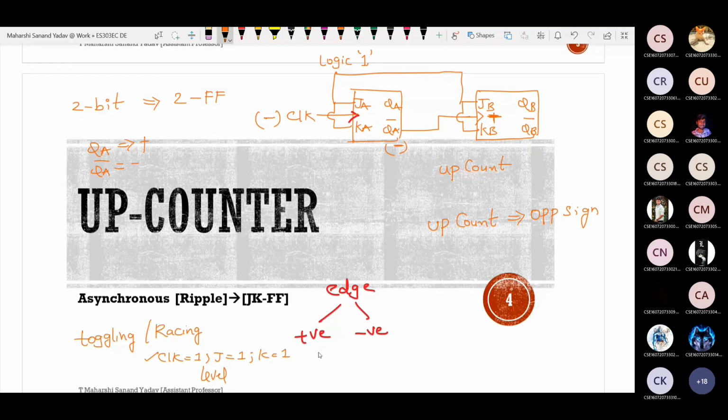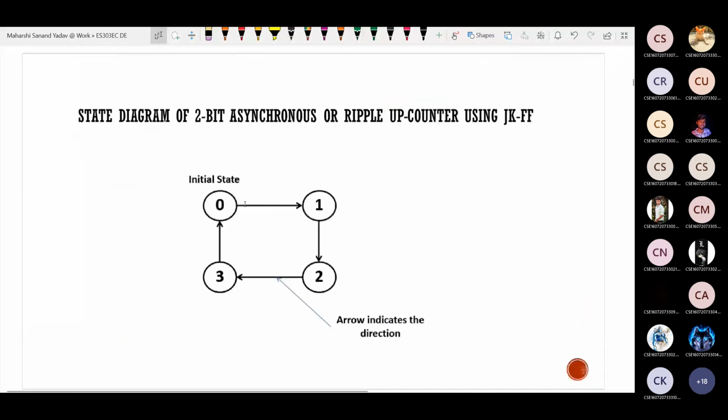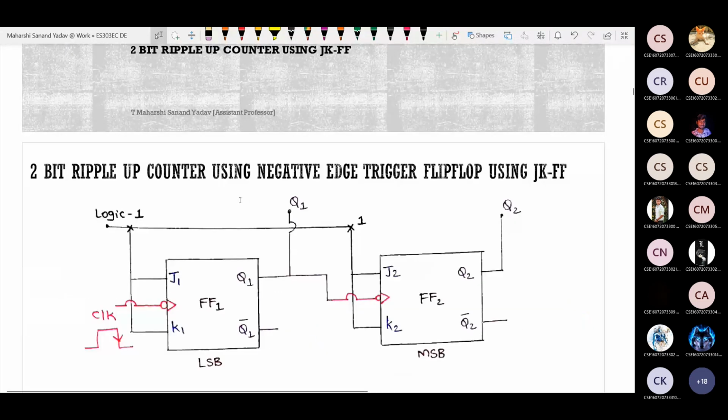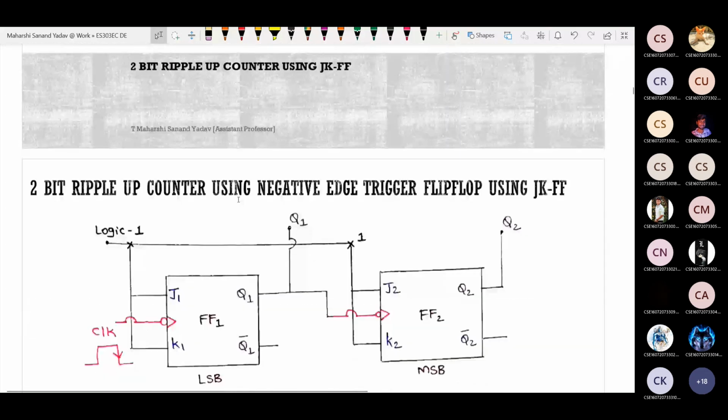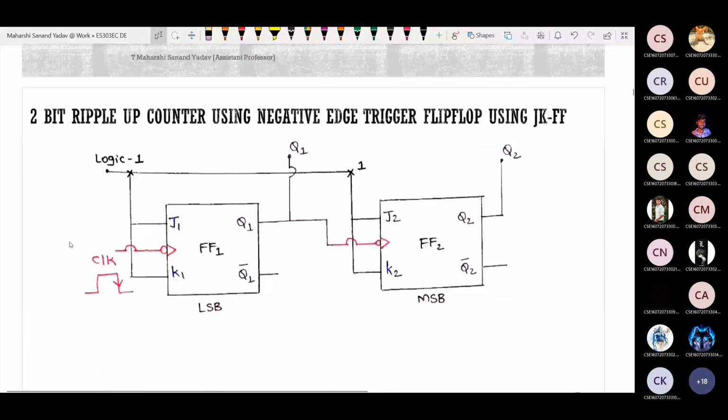So that's the reason I'm asking you, either you can use positive edge trigger or else negative edge trigger. Try to understand, only the simple concept will be there for asynchronous. Using negative edge trigger, observe this diagram. As I want up counting, I want opposite sign. So here also this is negative. Opposite sign means negative, and here this will be positive. This is one diagram. And always by default, output will be taken at QA and QB.